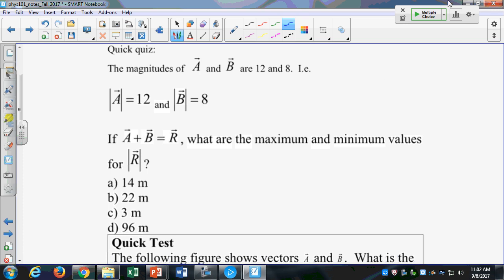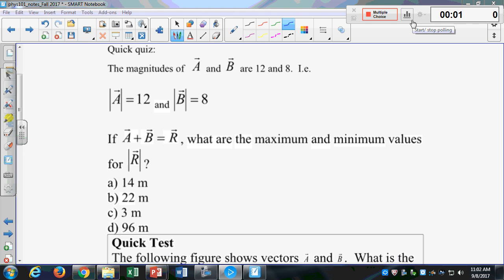Okay, let's try this question right here. So I have magnitudes of A and B are 12 and 8. So that means that A is 12 units long and B is 8 units long. And if I know that A plus B equals R, what are some possible combinations for the magnitude of R? Don't worry about this question. Sorry, this is a typo. We'll come back to it. But what is a possible value for R?